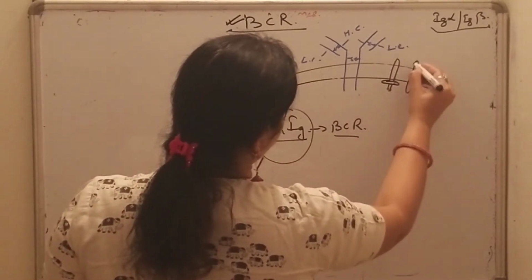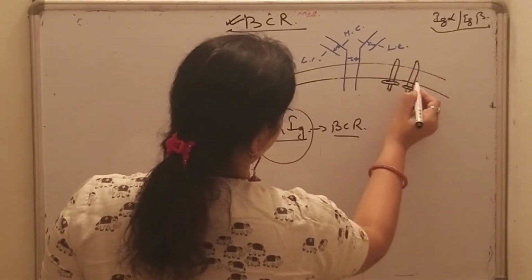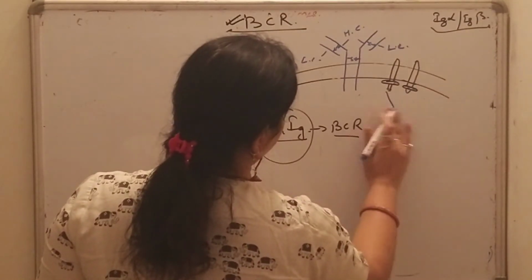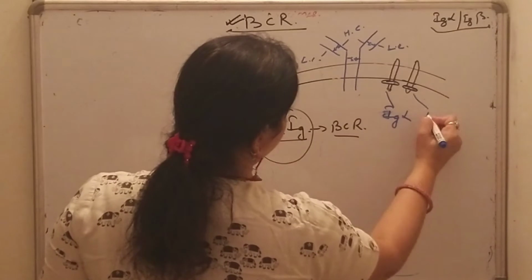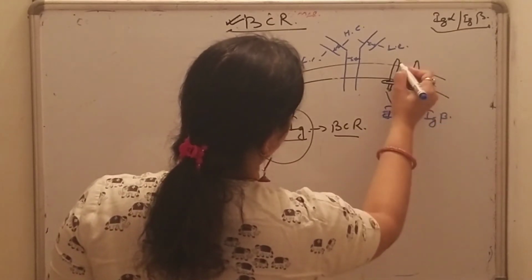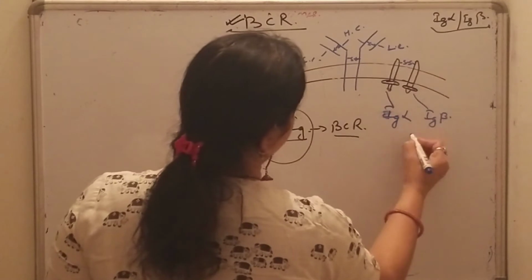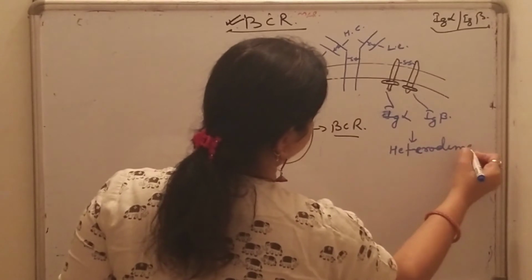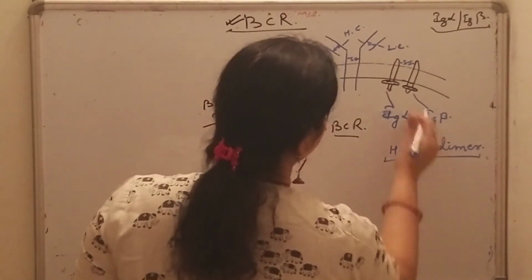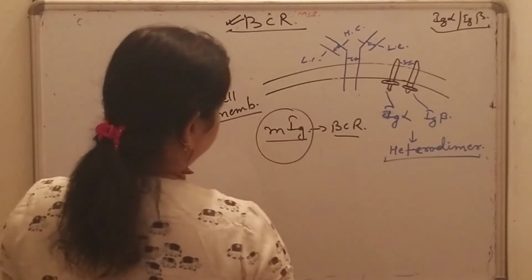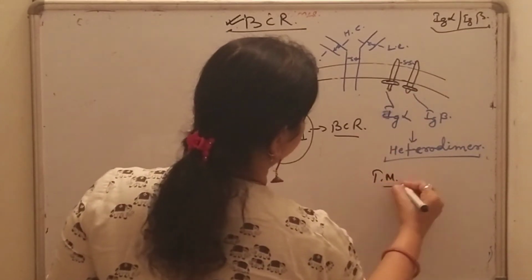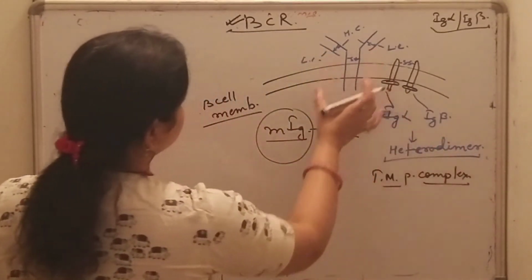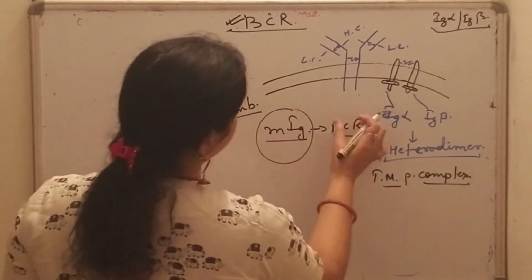Okay, these are Ig alpha, Ig beta. So these are heterodimer associated transmembrane protein complex, which are associated with this membrane immunoglobulin, which act as the B cell receptor.